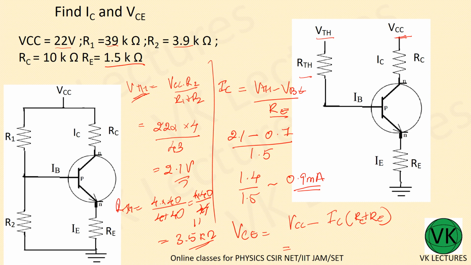So VCE equal to 22 minus IC, which is around 0.9, into RC plus RE. What is RC? RC is given to be 10, RE is 1.5, so 11.5. So this value is around 10, and 22 minus 10 is equal to 12.